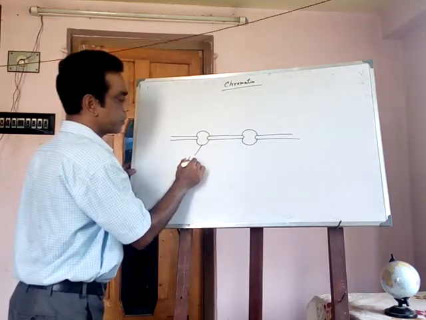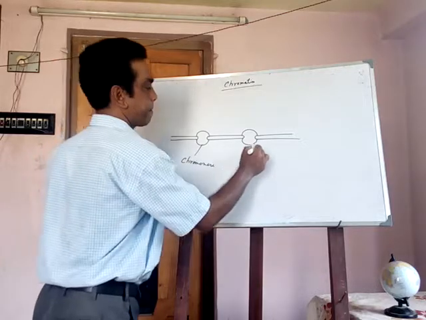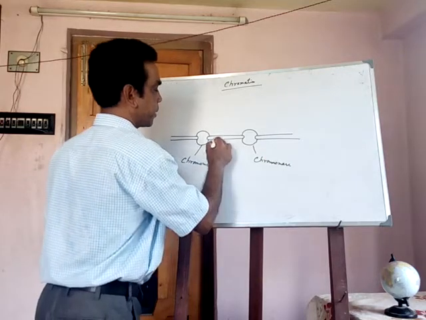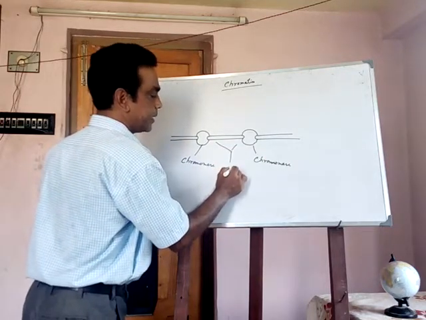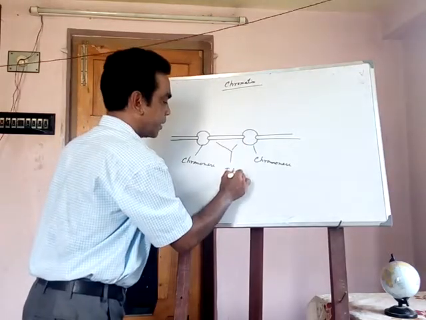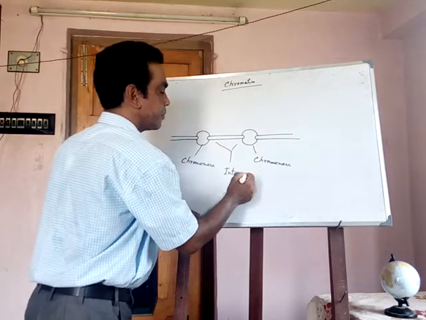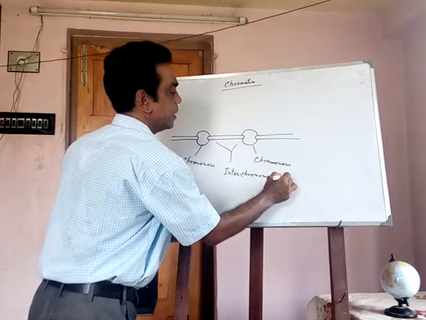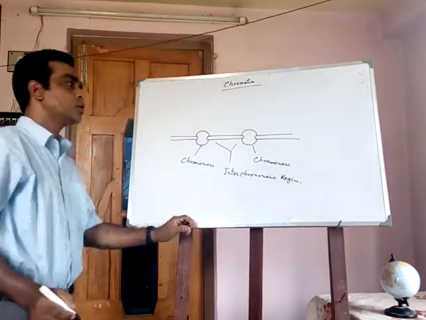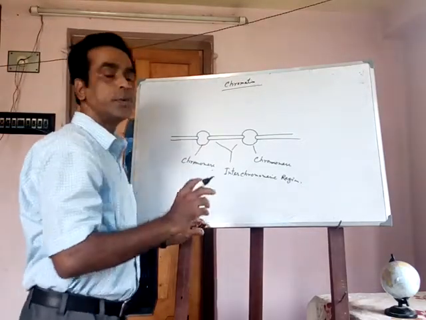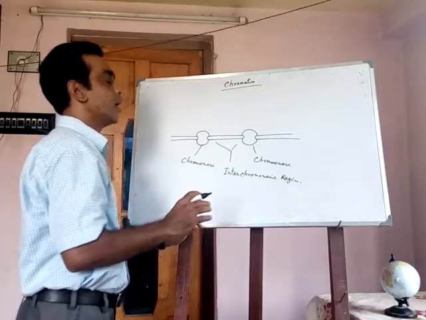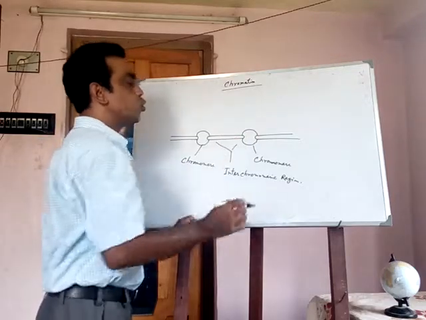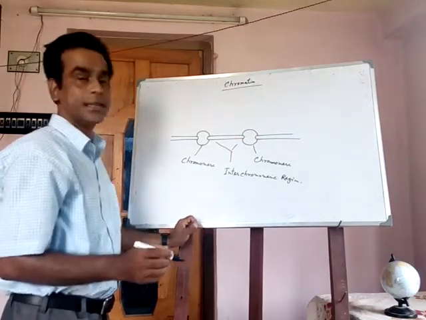This is chromomere. This region is called the interchromomeric region. So, all the chromomere is consumed by the DNA and the histone proteins, and the other part is linked in between two chromomere, is the linear part of DNA.